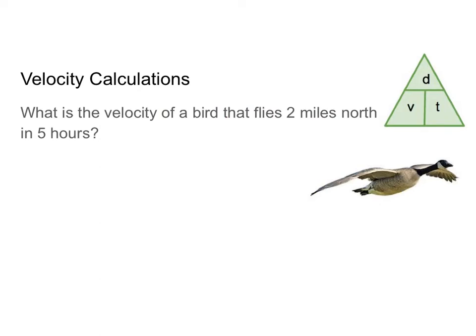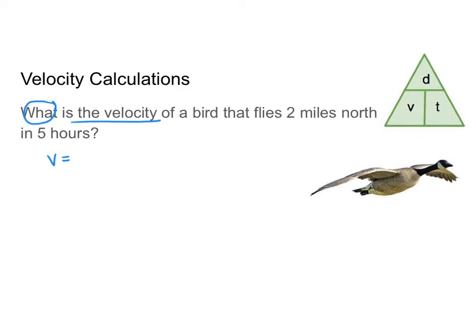So when we calculate these, we're going to do the exact same thing we did with speed. We're going to read the equation to figure out what we're trying to find, rearrange our equation, then define our variables, plug in what we're going to do in our calculator, and then give our final answer with units. So this first problem says, what is the velocity of a bird that flies 2 miles north in 5 hours? I see the question at the beginning here, what is the velocity? So we're looking for v, velocity.